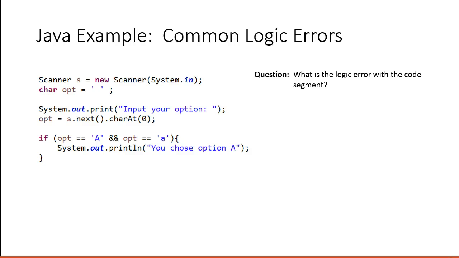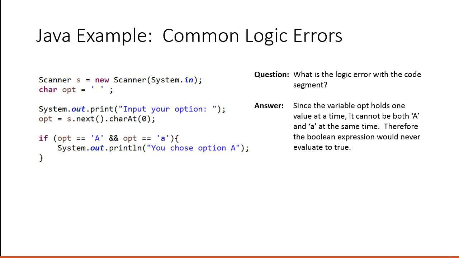So this is a really common logic error. Can you see what the problem is here? This would run, no problem, but there's a problem. So let's look. We create a scanner, we make a character, and we take an input for that character. And I say if opt is equivalent to capital A and opt is equivalent to small a. The variable opt can only hold one value at a time. Therefore, it can't be both capital A and small a at the same time. It's not possible. Therefore, the Boolean expression would never evaluate to true here.